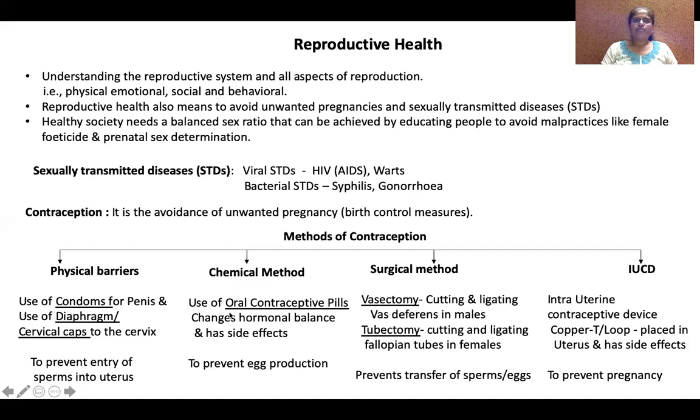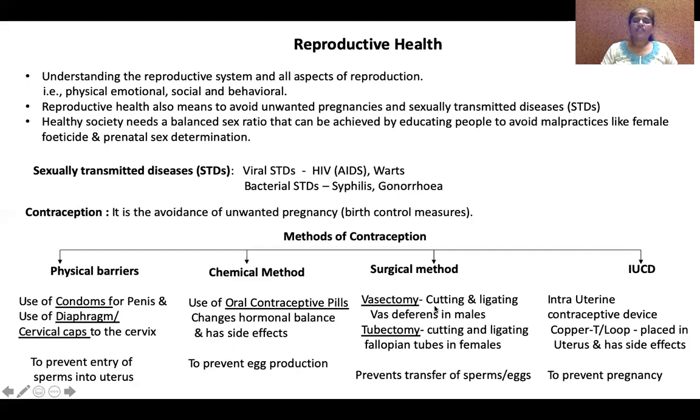Next is the chemical method. Use of chemical method means tablets. Those tablets are called oral contraceptive pills. These are hormonal pills which change the hormonal balance of the woman and stop production of eggs. It prevents egg production from the ovary. These pills cause changes in the estrogen hormones in the female ovary and prevent egg production. But these oral contraceptive pills should be taken every day, apart from the 3 to 5 days of the menstrual cycle. Every day these pills should be taken, but it has a side effect. Females will have side effects because of hormonal changes.